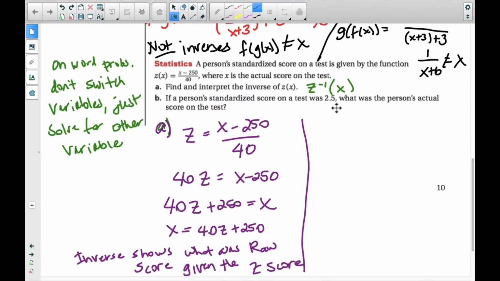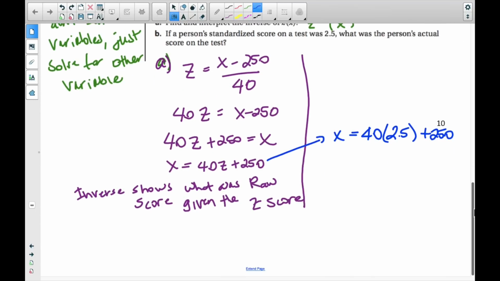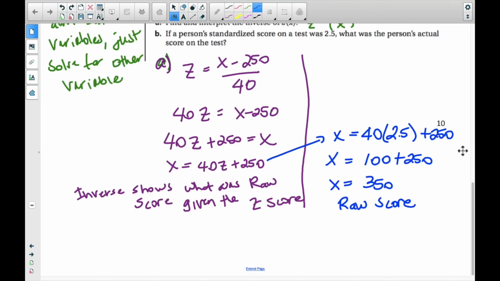So we're going to take, if you had a 2.5, what was their actual score on the test? So I'm going to take this equation and I'm going to plug in a 2.5. And remember, I'm using AP as an example, but AP doesn't give 0.5. And this doesn't say AP, that's just my way of helping you understand it. Okay, so if you got a 2.5 on this test, whatever test it is, then how many questions did you actually get right? And so what you're going to do is plug in a 2.5 for z, and you're going to work it out. And so when I plug in a 2.5, it shows me that the raw score would have been 350.